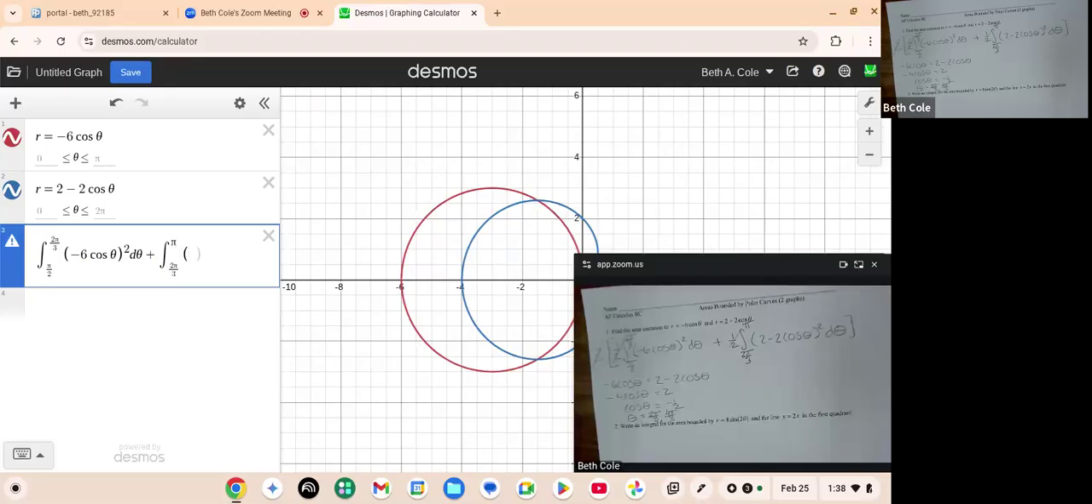In my opinion, I think the hardest part of this entire problem was the fact that that first lower boundary wasn't 0. In my opinion, I think that was the hardest thing, is that it wasn't 0, it was pi over 2.